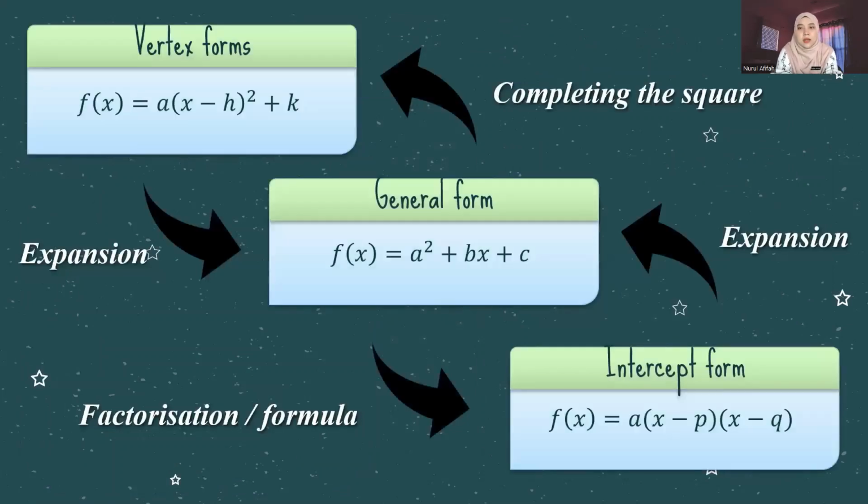This is the formula, the conversion that you can use in quadratic function, where we have three forms, which are vertex form, general form, and intercept form. If you want to change from vertex form to general form, you can use expansion. The same goes if you want to change from intercept to general form, you can also use expansion. But for the general form to intercept form, you can use factorization or formula. And if you want to change from general to vertex, you can use completing the square.